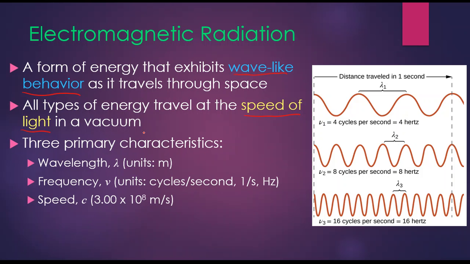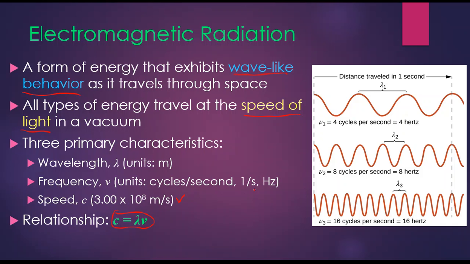And three primary characteristics of electromagnetic radiation: the wavelength and frequency are inversely related, and they equal the speed of light, using our relationship here where the speed of light equals the wavelength times the frequency. Speed of light is 3 times 10 to the 8th meters per second. That's a given constant value.